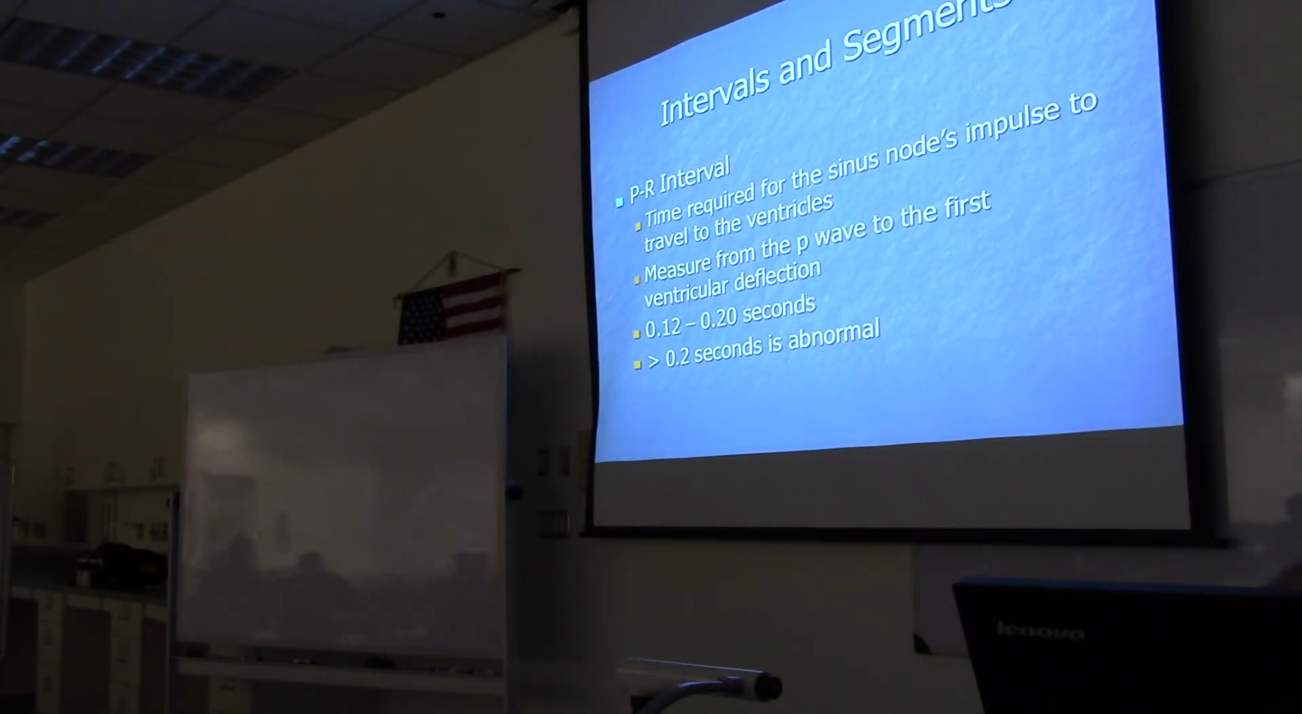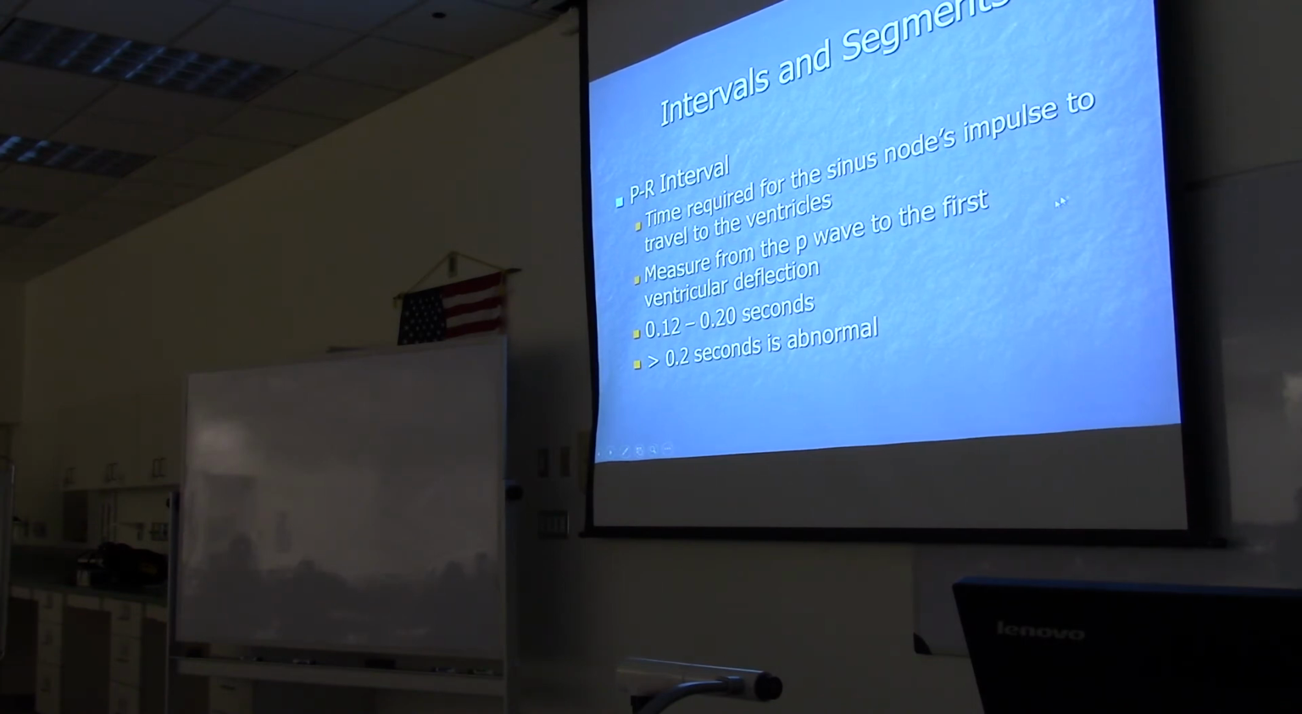Oh, and then we've got the PR interval to look at. This is the time required for the sinus node's impulse to travel to the ventricles. When you measure the PR interval, you begin with the beginning of the P wave to the first ventricular deflection, and that's going to be the PR interval. And it can take 3 to 5 little boxes. Longer than that is abnormal.